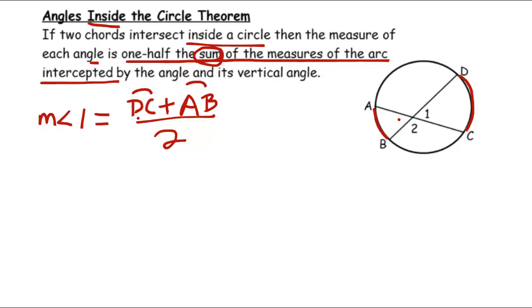Now once I did that, I could subtract. That would give me this angle measure right there. If I add these two arcs, AB and DC, and divide by 2, that gives me angle 1 and its vertical angle. They're the same measure, correct? If I wanted angle 2, I would have to subtract angle 1's measure from 180 degrees to get 2. Okay?